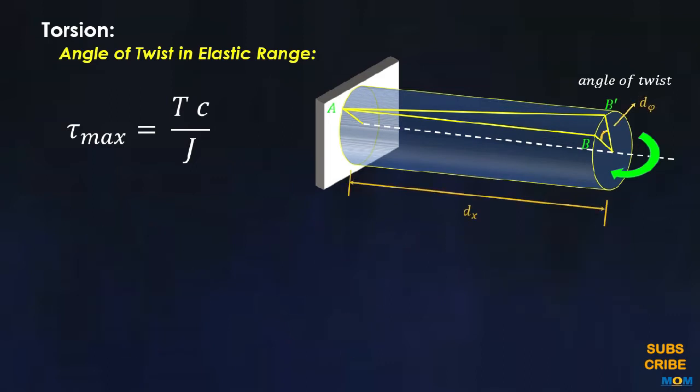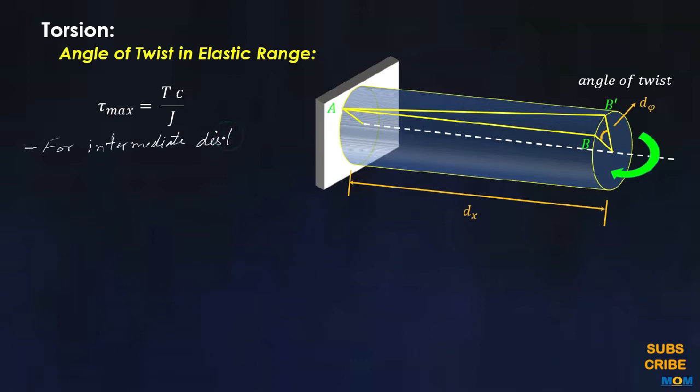Now coming back to the elastic torsion formula, for an intermediate distance from the axis of the shaft, we can write the expression as tau is equal to T rho upon J, where rho is less than C, any point in between the radius of the shaft to the axis of the shaft.